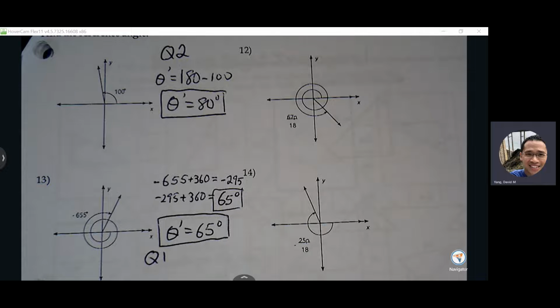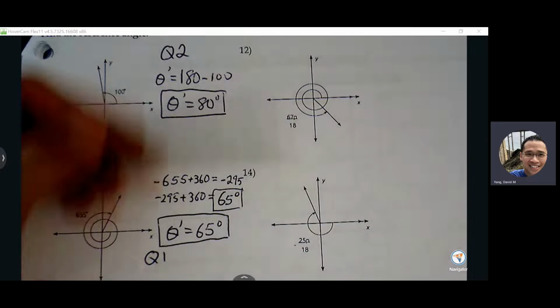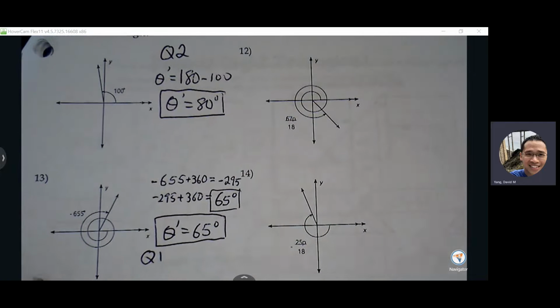Okay, any questions with 11 or 13? Yeah, 14. Okay, I'll go ahead and do number 12 and 14 so you guys can see it. But any questions with 11 and 13?